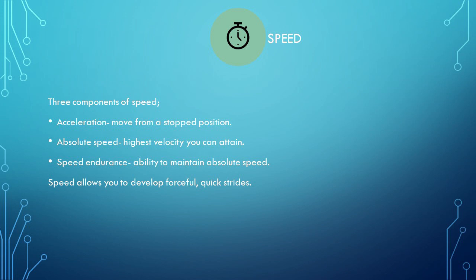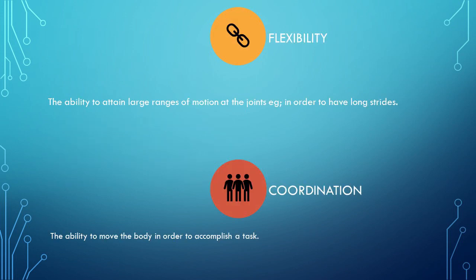Speed. There are 3 components to speed. Acceleration, which allows you to move from a stop position. Absolute speed, which is the highest velocity you can attain. And speed endurance, which is the ability to maintain absolute speed. This allows you to develop forceful, quick strides.